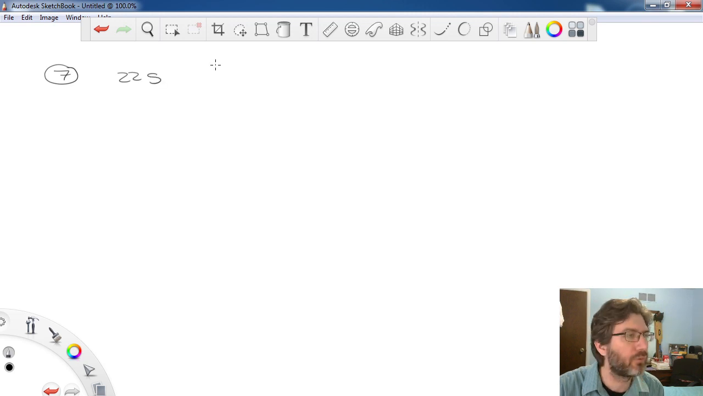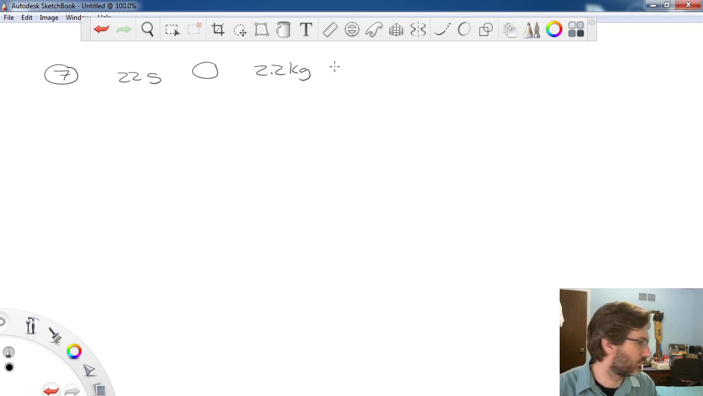22 grams compared to 2.2 kilograms. Alright. Well, if you know your conversion table, you know that 1,000 grams equals 1 kilogram. Then it's pretty clear that that's bigger, because 22 is not even close to 1,000, and this is over 1 kilogram. But if you want to convert it, you can.